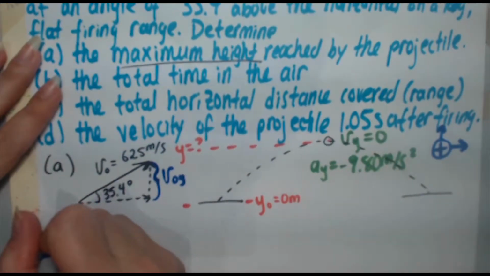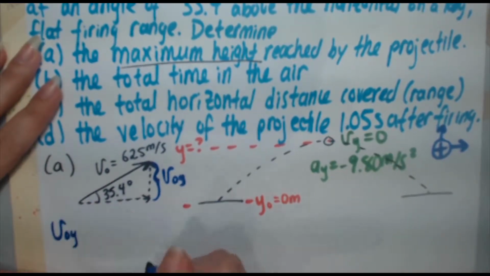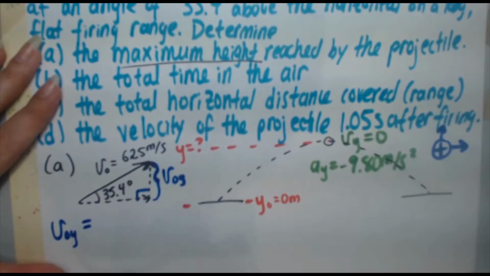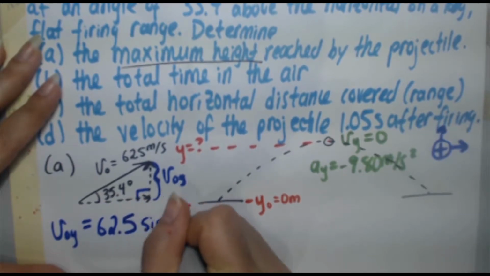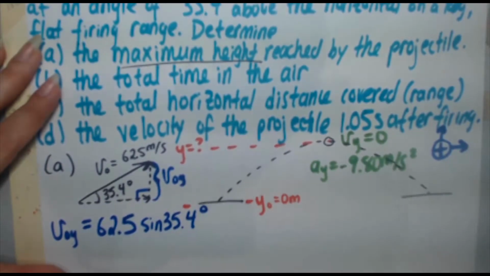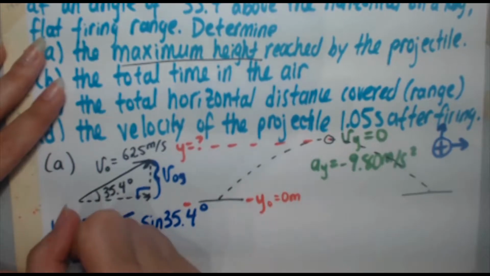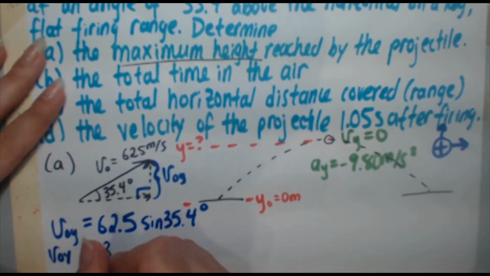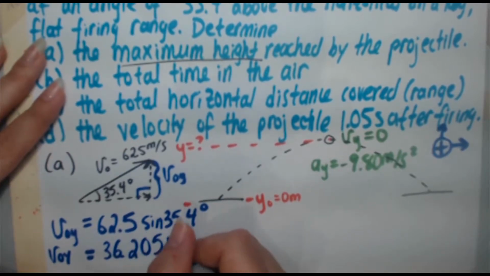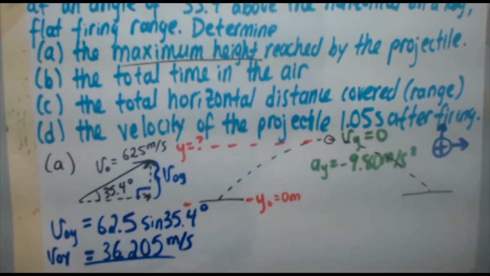V naught y, based on your understanding of a right angle triangle, this V naught y is opposite to the angle, so it's going to be the hypotenuse times sine, opposite over hypotenuse. So it's going to be 62.5 times the sine of 35.4 degrees. When you calculate that out, you're going to get V naught y is equal to 36.205 meters per second.